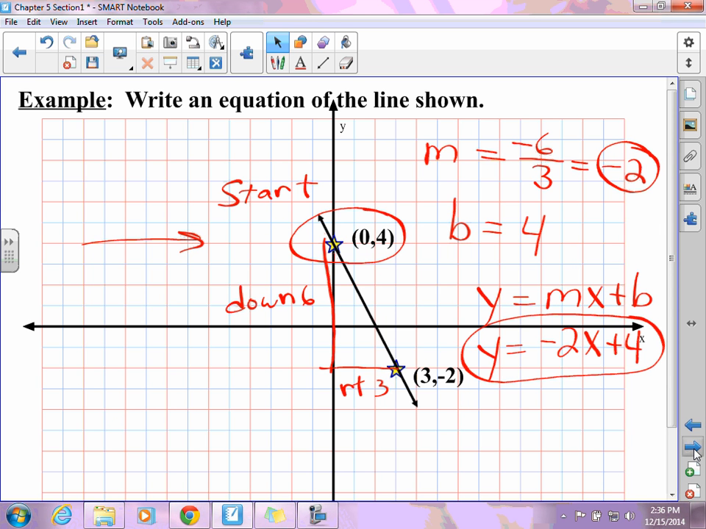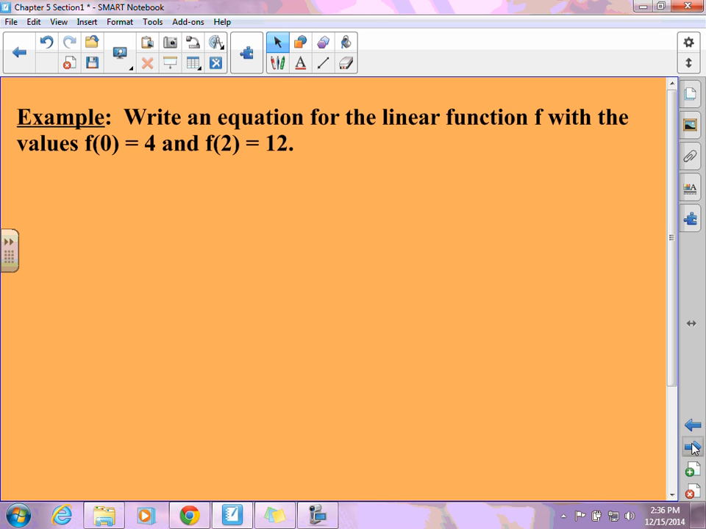The last problem that we're going to look at today is writing an equation for a linear function f with the values of f(0) equaling 4 and f(2) equaling 12. Now you're going to notice it's kind of in a different form. This is called function notation, and we've handled it before. The first thing that you do is you put them in ordered pairs. So I'm going to go (0, 4), and the other one is going to be (2, 12).